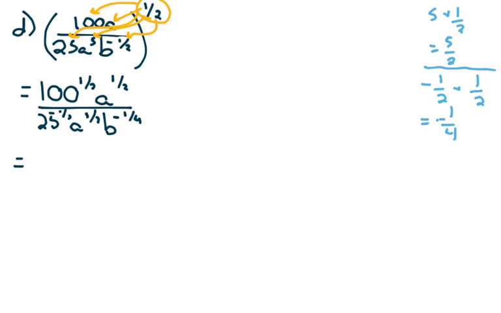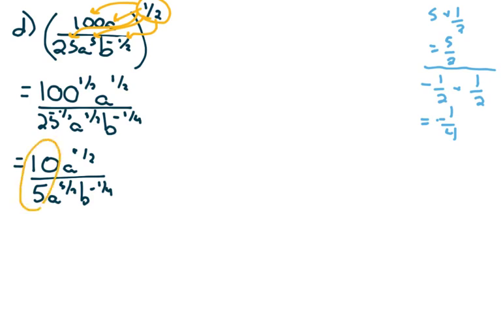Taking a look at the numbers, 100 to the 1/2. Again, 1/2 is the same as a square root, so that would become 10. We have a to the 1/2 with it. 25 to the 1/2. Square root of 25 would be 5. a to the 5 over 2 and b to the negative 1/4. Now we have a 10 and a 5. No square roots. Those will reduce to 2.